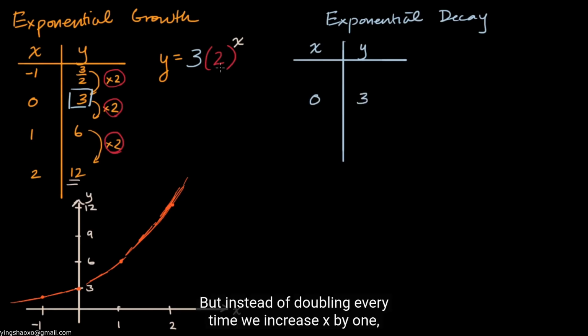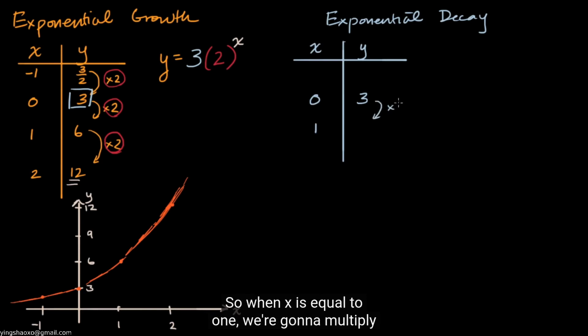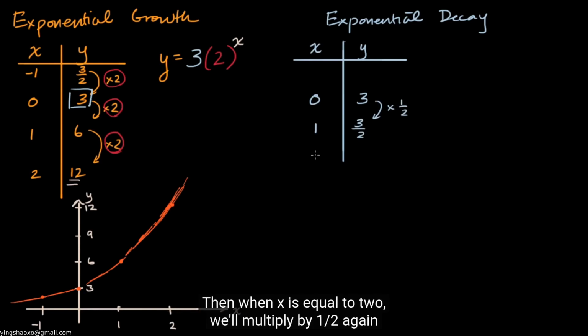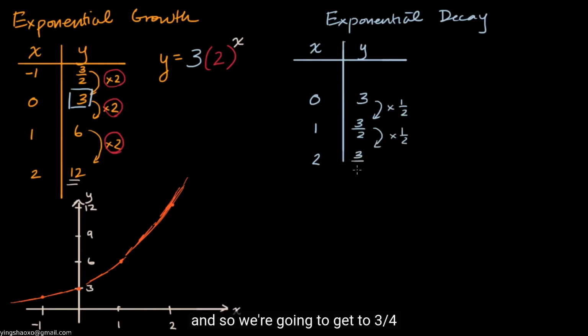But instead of doubling every time we increase x by 1, let's go by half every time we increase x by 1. So when x is equal to 1, we're going to multiply by 1/2, and so we're going to get to 3 halves. And then when x is equal to 2, we'll multiply by 1/2 again, and so we're going to get to 3/4, and so on and so forth.